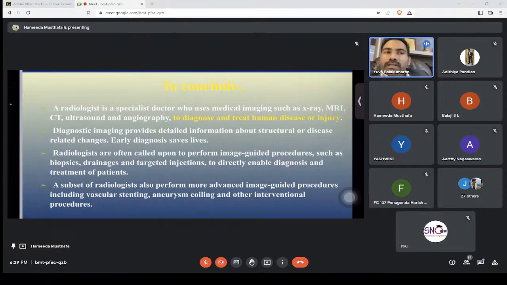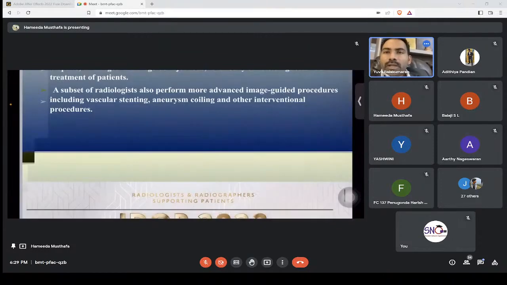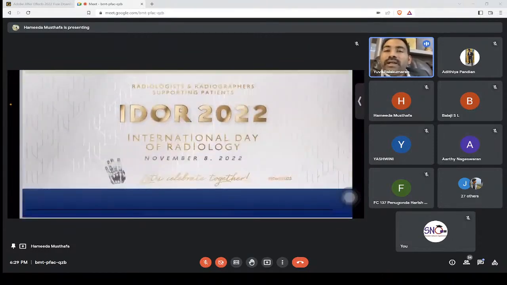Radiology is the first line of the medical field based on which the treatment is going to be done. So we have to know the diseases and which scan to do for which disease, and based on that scan report, we are going to treat the patients. Next. We are going to celebrate the International Day of Radiology on November 8th, and we can celebrate together.